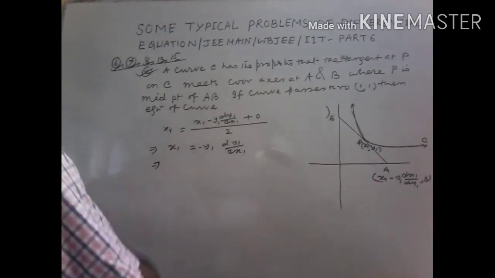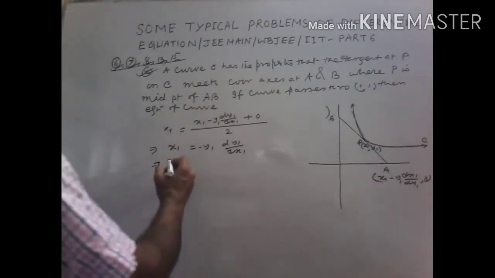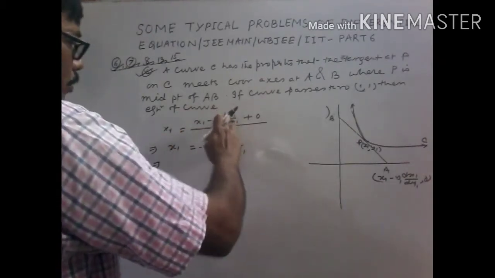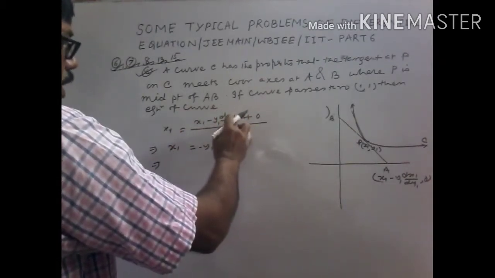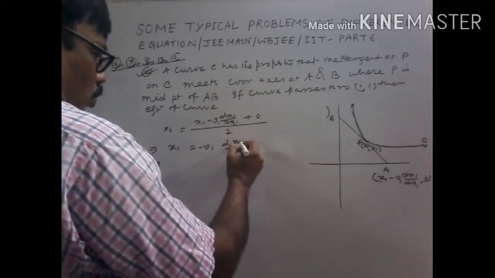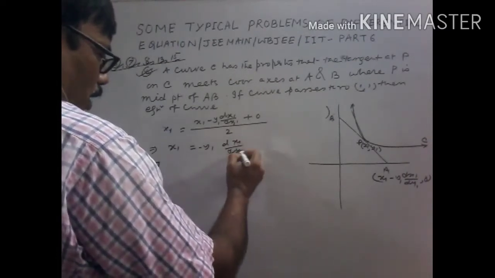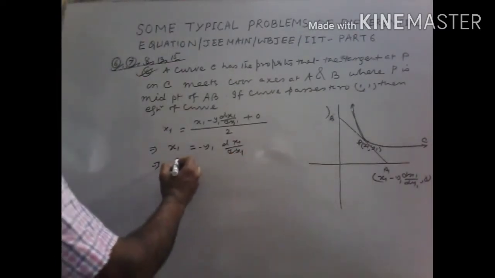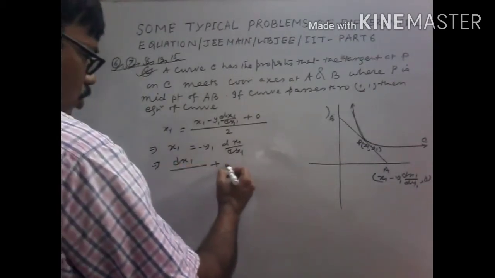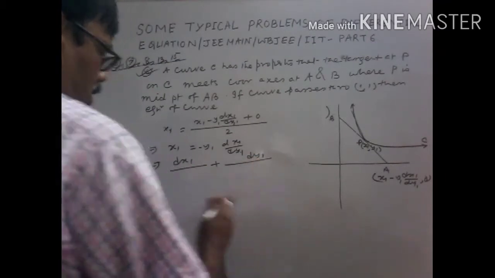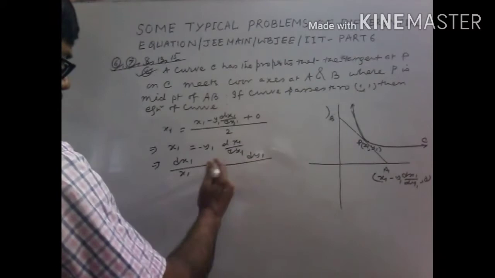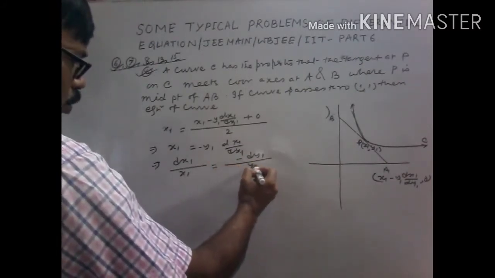So separate the variables. This is dx1, this is dy1, this is x1, this is y1. So we get dx1 by x1 plus dy1 by y1 equals 0.